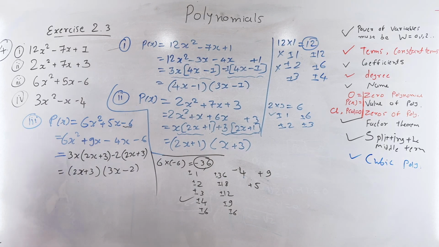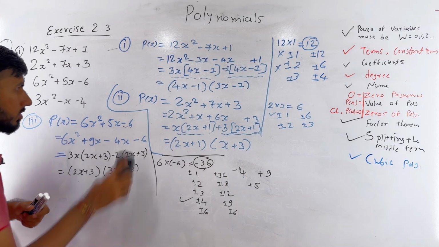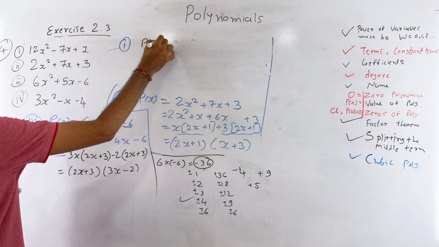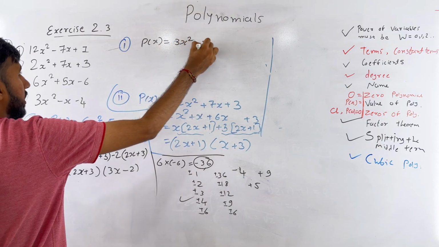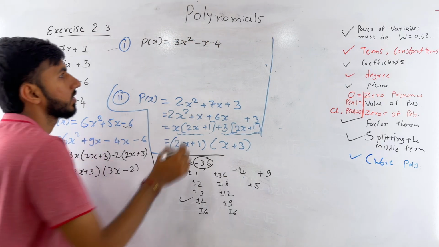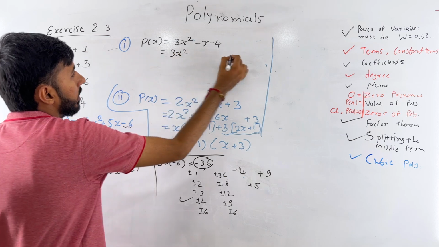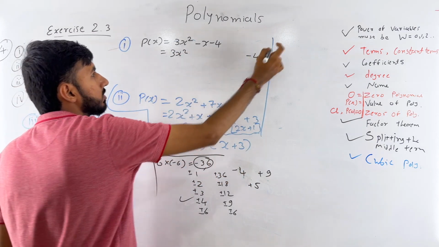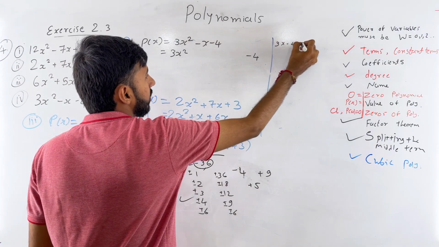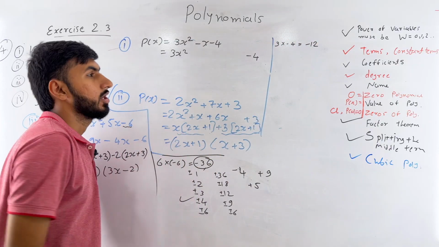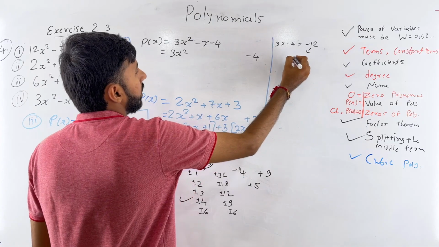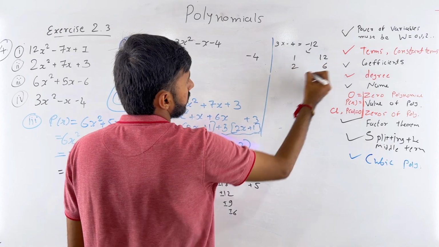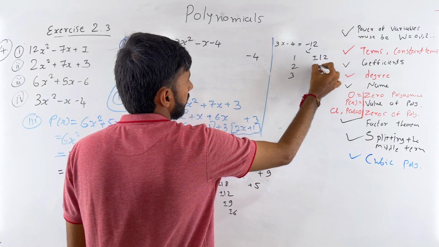Now it's time to do the fourth question. Let me do it here only. My fourth question is p of x is equal to 3x square minus x minus 4. Right, now write first term and last term as it is. Now do multiplication of coefficient of x square and constant term, that will be 3 multiply minus 4. So my answer will come as minus 12. Now write all the factors of minus 12. I have to write 1 12, then 2 6 and 3 4, all positive negative.